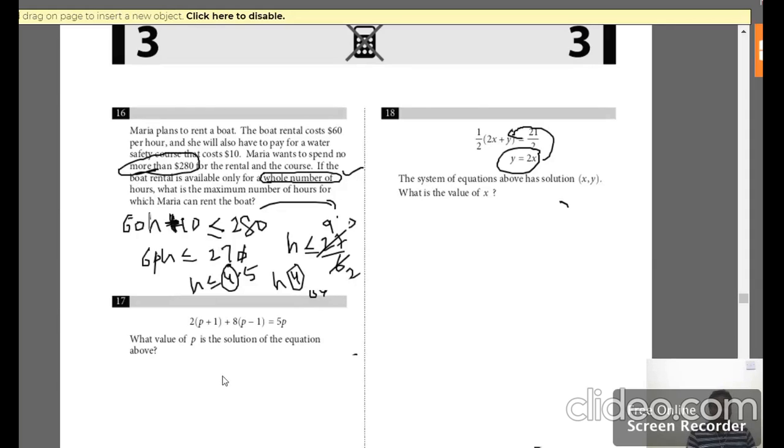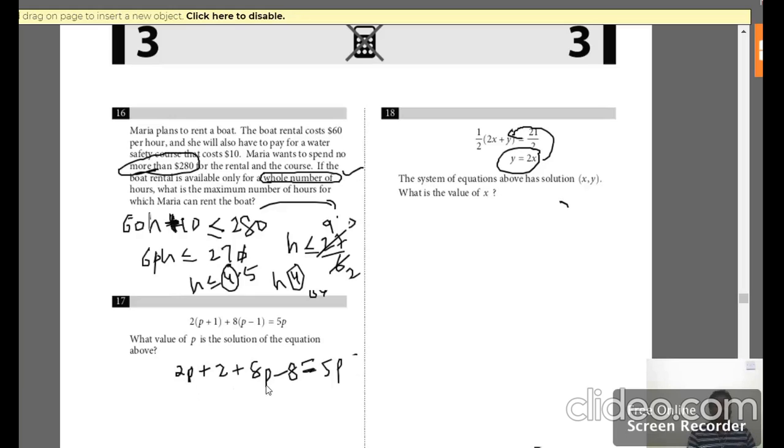Moving on to the next set of questions, 17th. It's just an expression, times it with 2, the given number, and here you just need to multiply with 8 equals to 5p. Get your answer in terms of p, get the value of p.